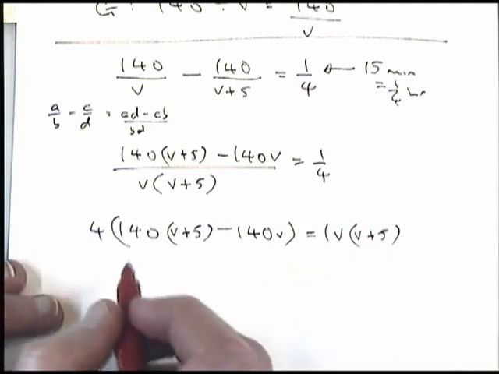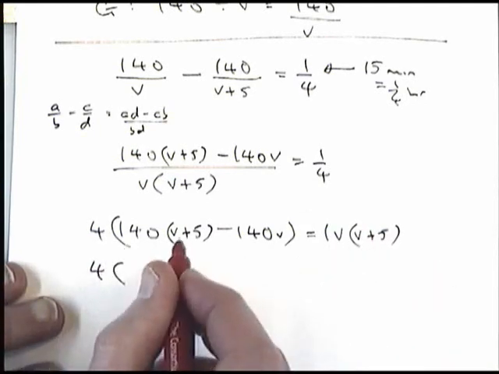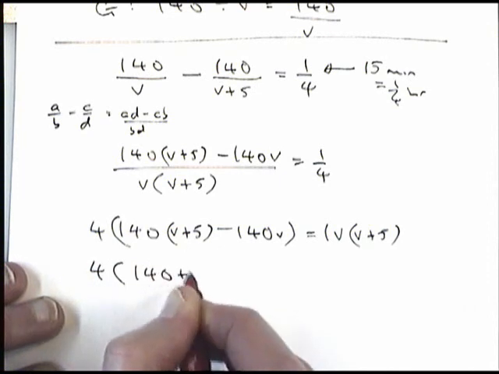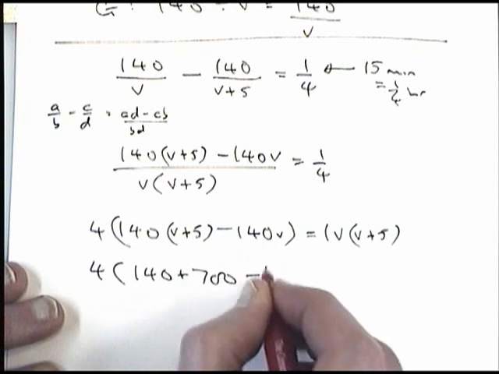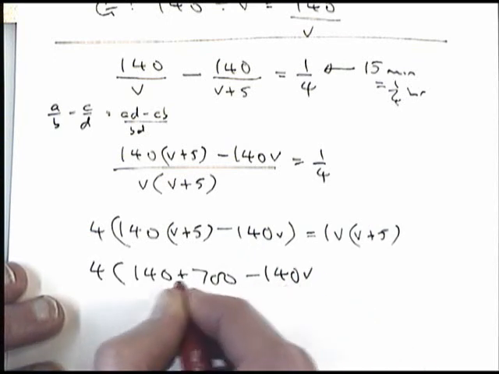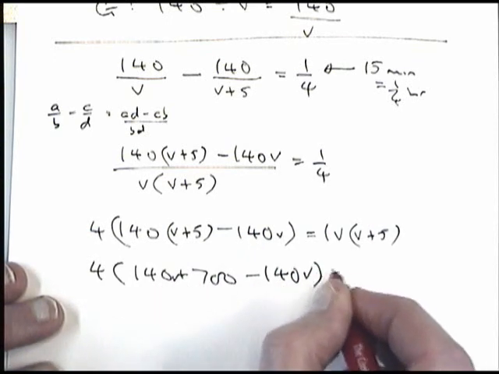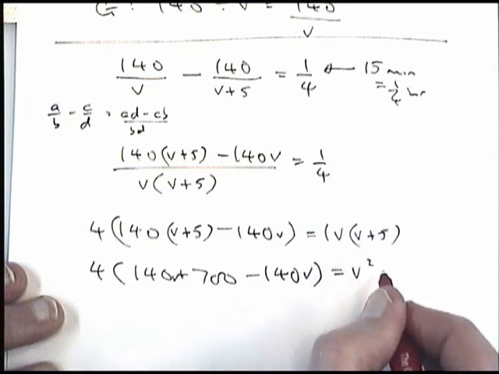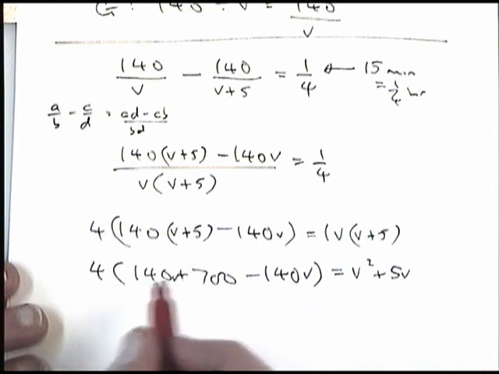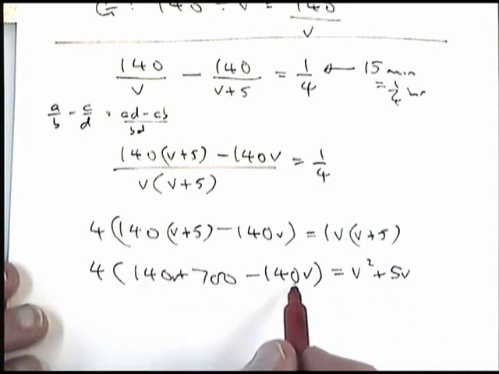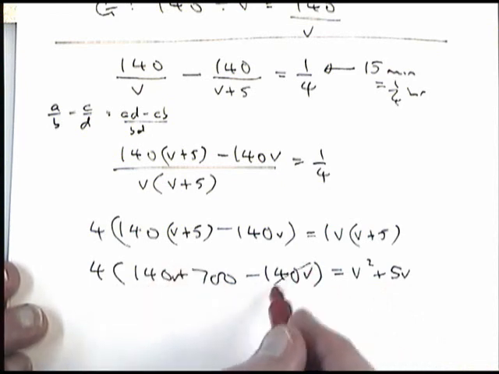Now I'm going to multiply out. Here, I've got 140v plus 5 lots of 140, which is 700, minus 140v, should be a v in there. Over here, I've got v squared plus 5v. Still got the 4 here, but that 140v and that 140v, they cancel each other out.